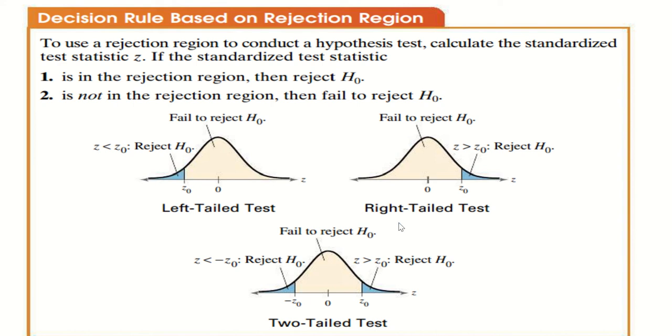And then lastly, if we have a two-tail test, again, we have two critical values. We have the negative of z naught and the positive of z naught, and the rejection region is the tails. If the calculated z statistic ends up either here or here, we would reject the null. If the calculated z statistic ends up in this region, we would fail to reject the null.